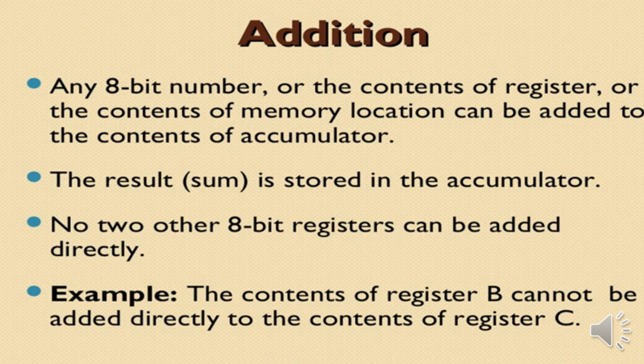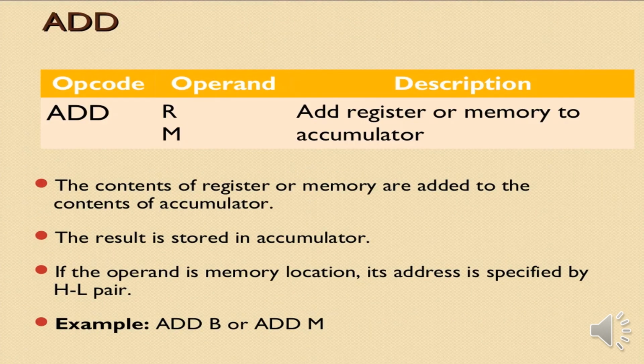So for example, the content of register B cannot be added directly to the content of register C. Okay, the first instruction is the ADD instruction. In this ADD instruction, the operand may be a register or memory content. The register may be the B, C, D, or E register. The memory location content is also added to your accumulator. So the opcode is ADD, and the operand is R or M.